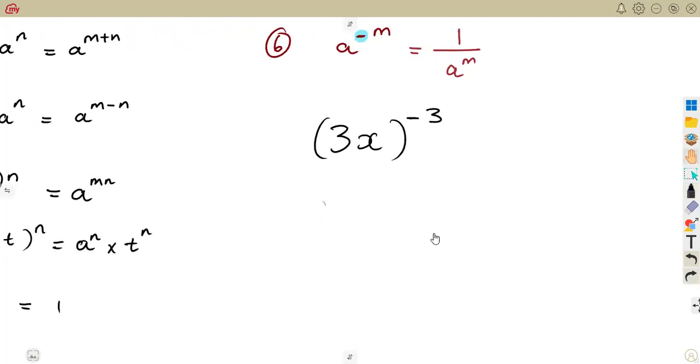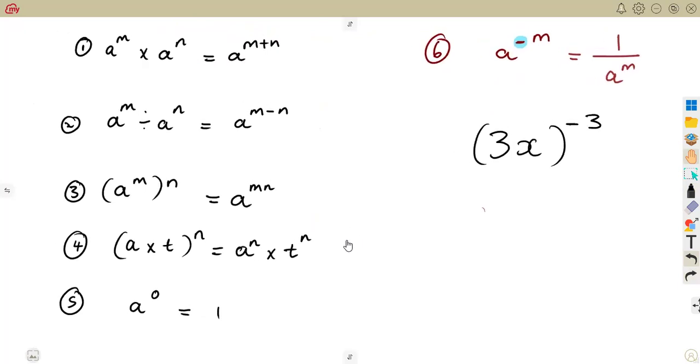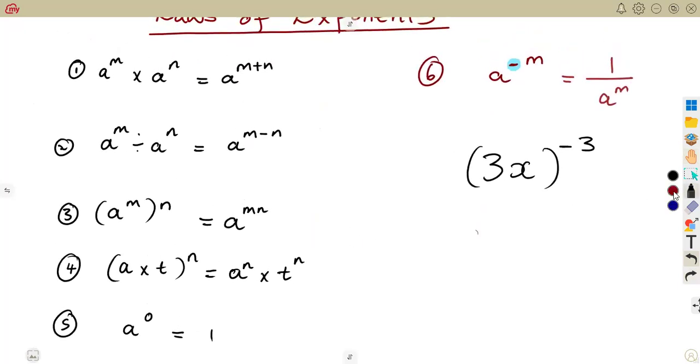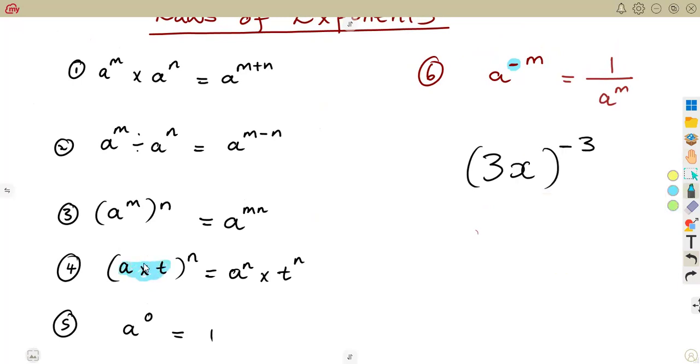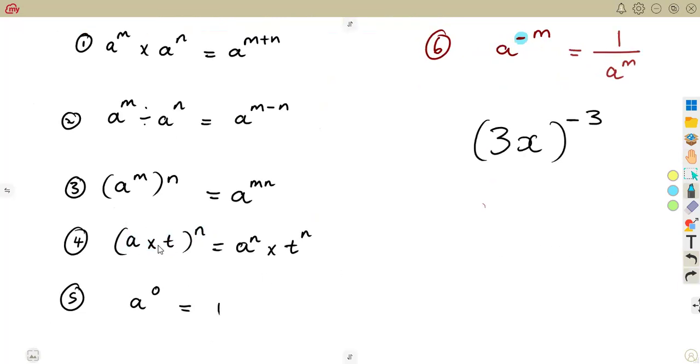Let's go back to our law, which is here on law number 4. If you consider here, the product a times t raised to a certain exponent, a and t. Take note, these two terms, this term and this term, are raised to the same exponent, that was a to the exponent of n and t to the exponent of n.